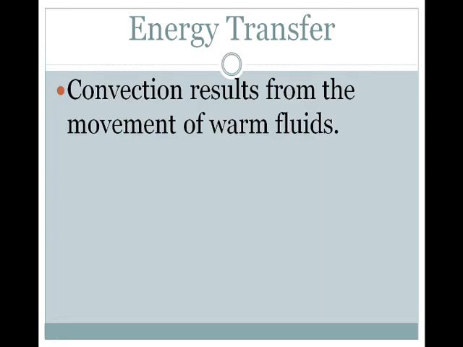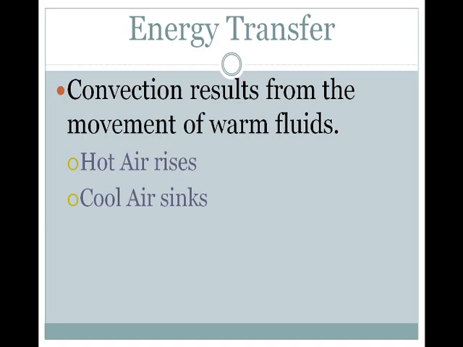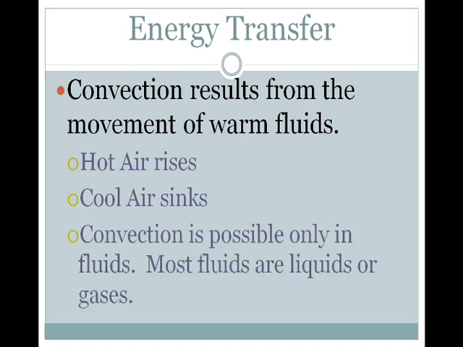Now, convection. Convection results from the movement of warm fluids. Now, this can be air or liquids. Fluids mean just things that can move more freely, and so that can be air or liquids. One rule is that hot air is going to rise. So in a room, hot air rises, cool air sinks. That's why you never want the top bunk at camp in the summertime because it's going to be really hot up there. And convection is possible only in fluids. Okay, and like I said, most fluids are liquids or gases.